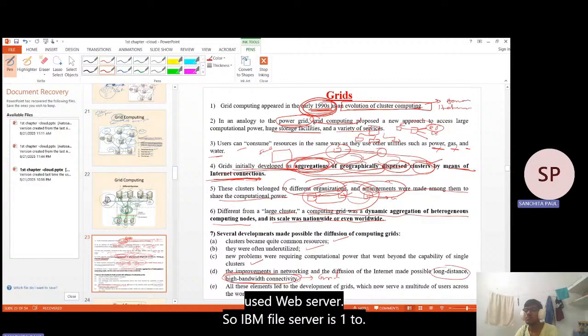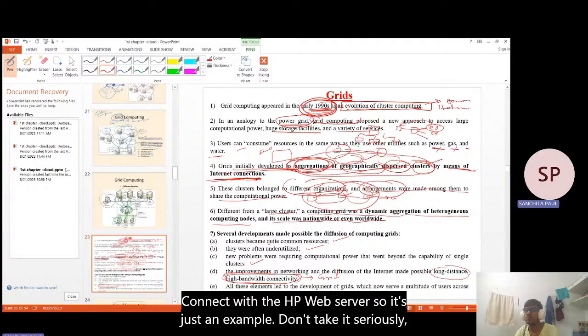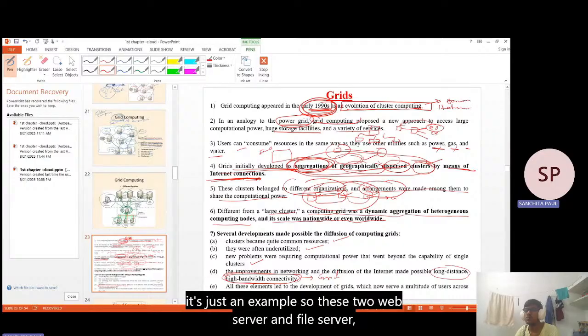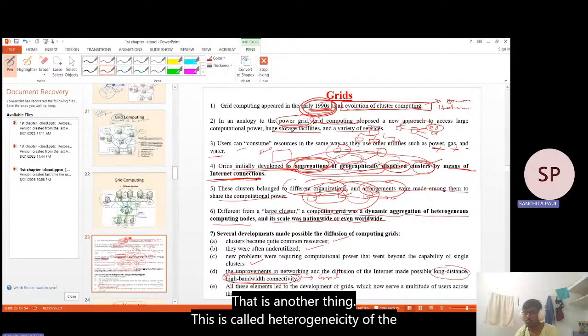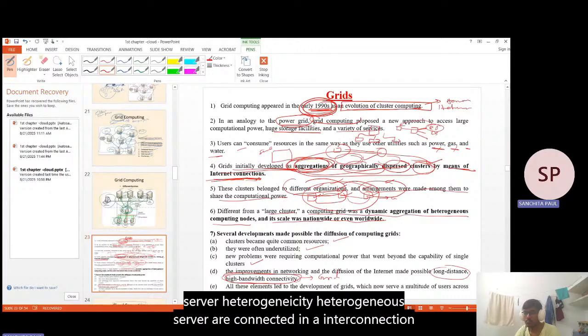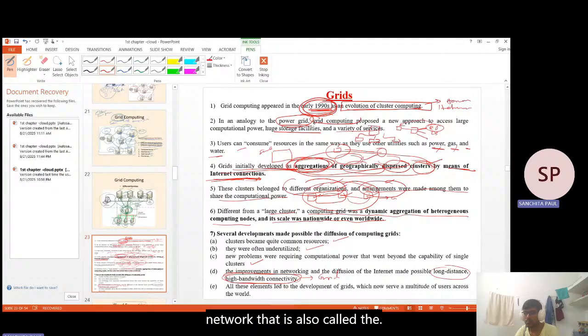So an IBM file server wants to connect with an HP web server. It's just an example, don't take it seriously. These two, the web server and the file server, are two different configuration servers but in the same geographic location, suppose Bangalore. These two are connected in an interconnection network. That is called heterogeneity of the servers. Heterogeneous servers connected in an interconnection network is also called the grid.